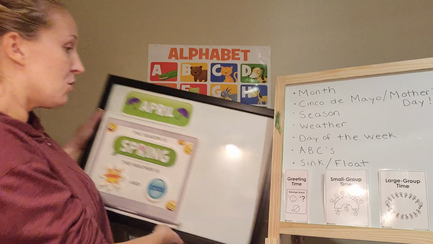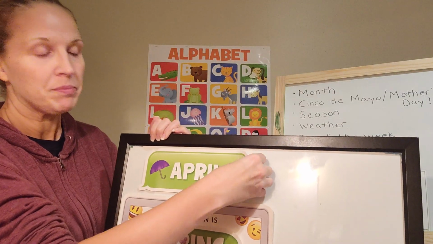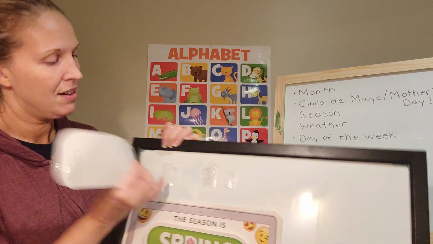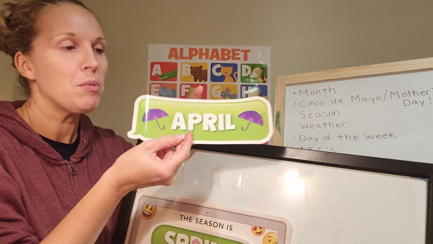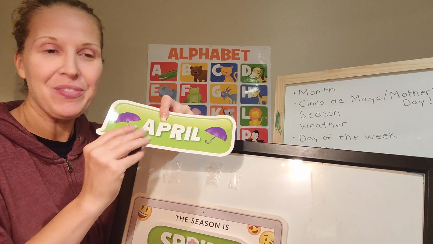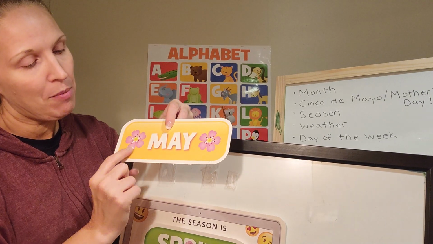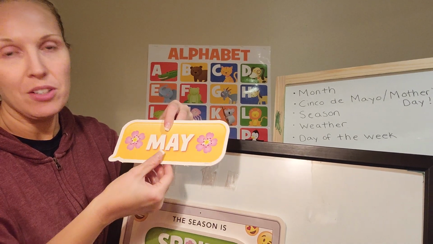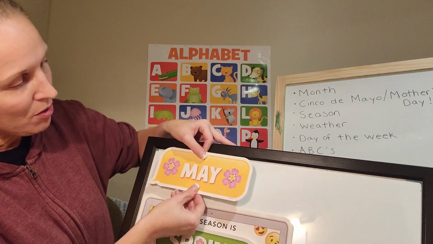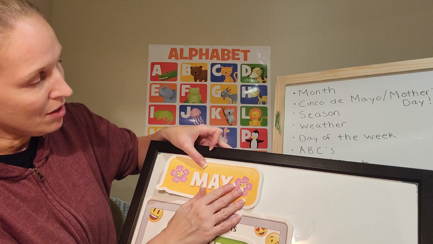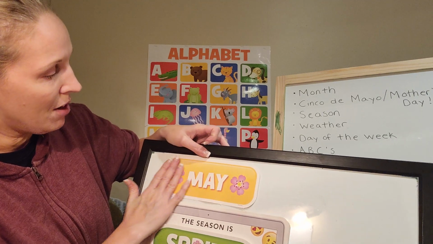So we need to switch our board. We're going to take off the month of April. There's our month of April. Bye-bye, April. Hello, May. And you see, in the month of May, we have beautiful flowers. So our April showers, which is the rain that we see in April, will bring us our May flowers.